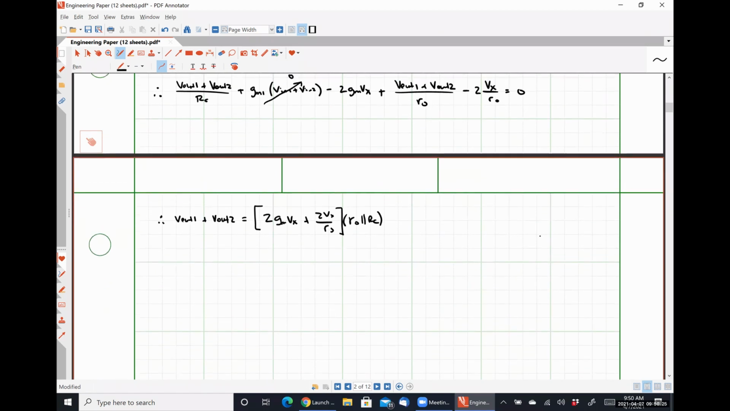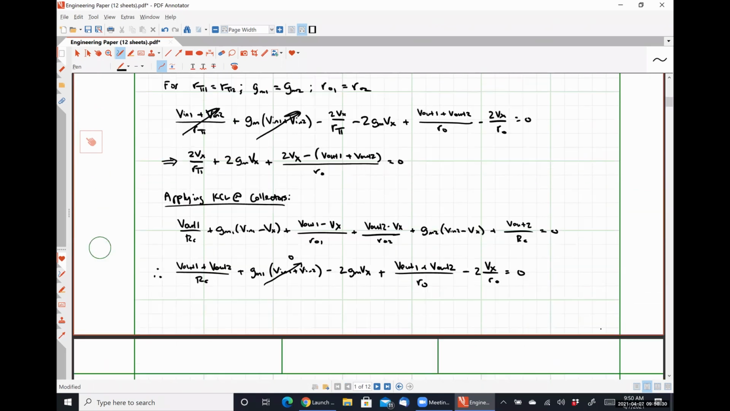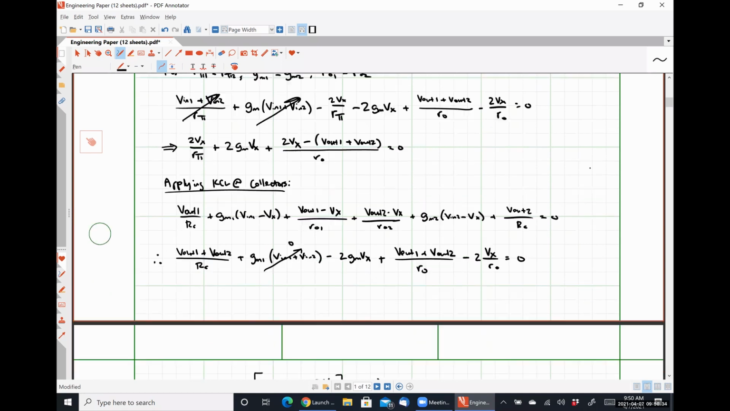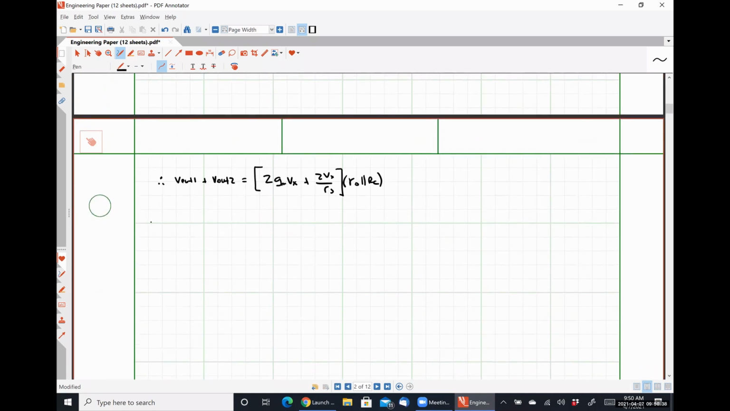So if I substitute this relationship in, excuse me, to this guy up here where I have V out 1 plus V out 2, what I get is the following expression. So I have twice Vx over R pi plus twice GM Vx plus 1 over R naught twice Vx minus, and now I'm substituting in V out 1 plus V out 2, 2 GM Vx plus 2 Vx over R naught times R naught in parallel with RC is equal to 0. So I have one equation, one unknown.